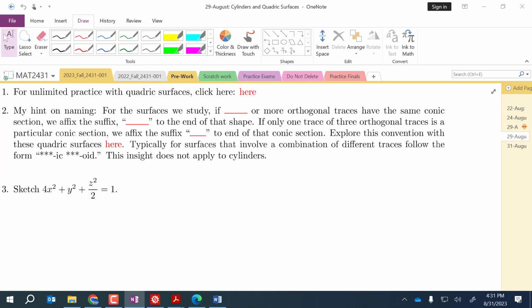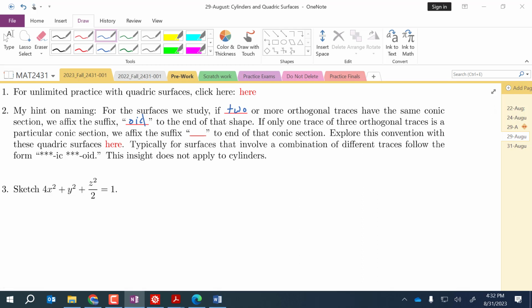For the surfaces we studied, I don't know if this is true beyond the surfaces we studied. This is just the pattern that I've observed in the ones we look at, so don't extend this. But for the surfaces we studied, if two or more orthogonal traces have the same conic section type, we affix the suffix oid to it, as in paraboloid, ellipsoid, hyperboloid.